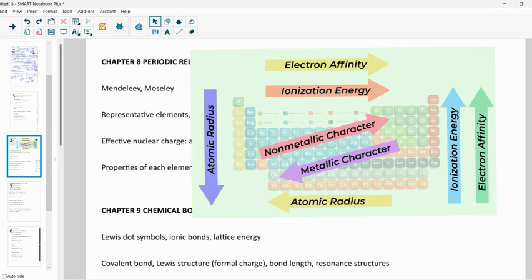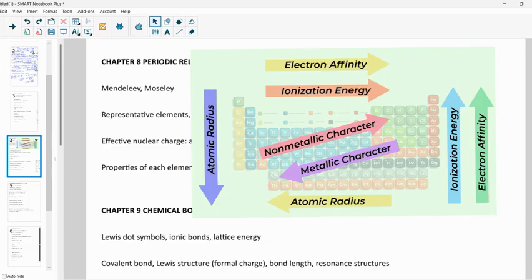That's going across. As we go down, what's happening? We are increasing the number of protons, but we're adding energy levels that are farther from the nucleus, which is going to increase shielding. And we increase the shielding faster than it increases the pull from the nucleus. So as we go down, the effective nuclear charge decreases. So what happens to atomic radius? Atomic radius gets bigger because we're adding more energy levels farther away from the nucleus. What happens to our ionization energy? It's going to decrease as we go down.